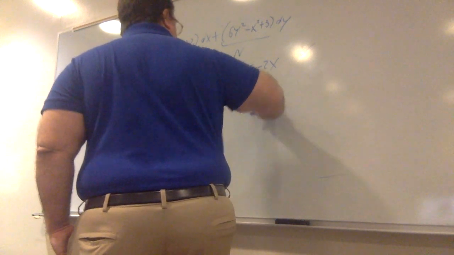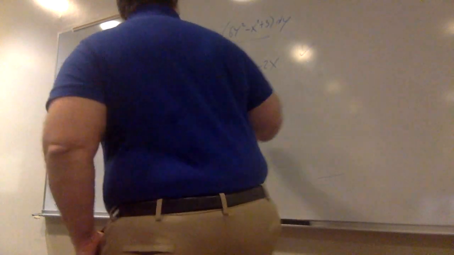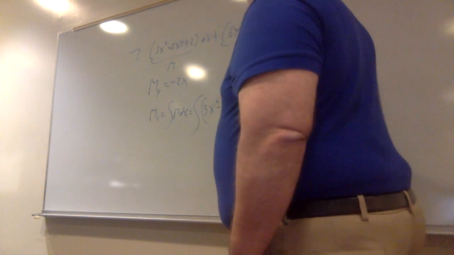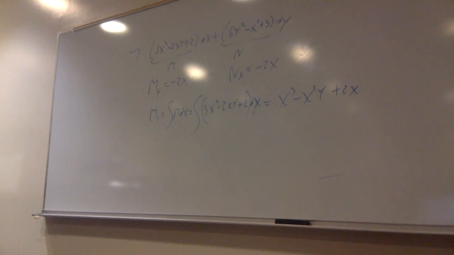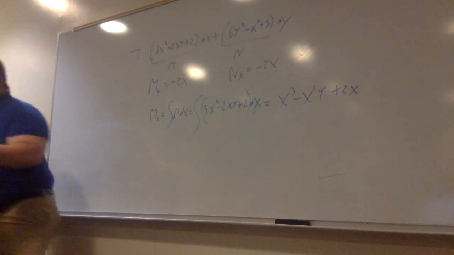Sorry about that. So we would get x cubed, and then y is treated as a constant, so you have minus x squared y and then plus 2x. Okay.